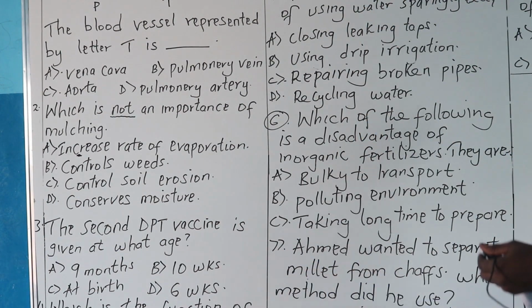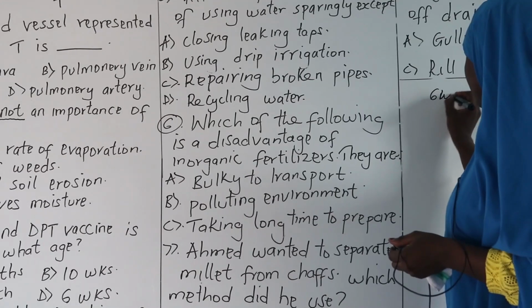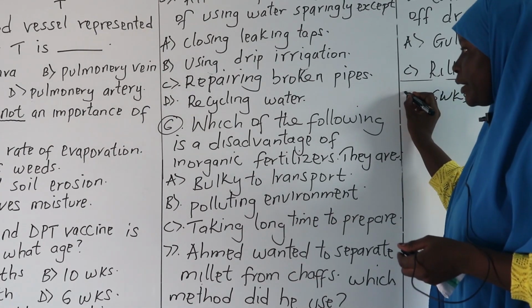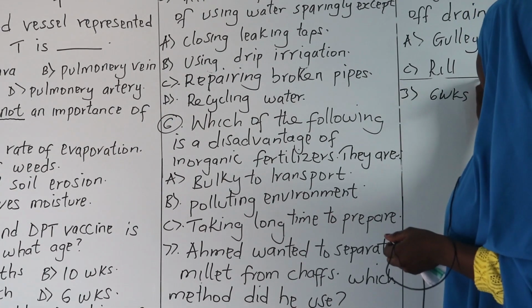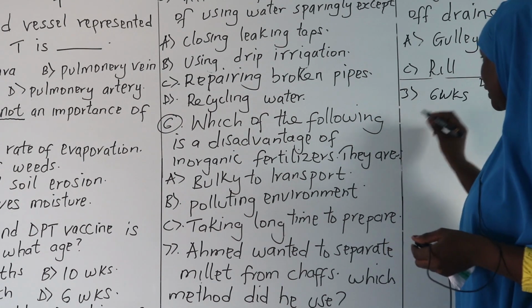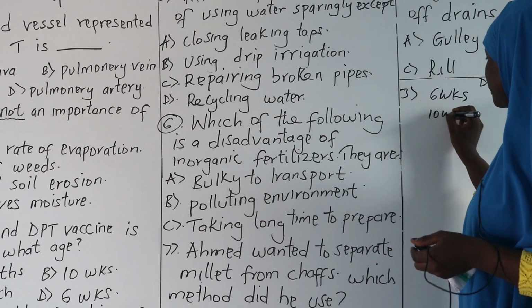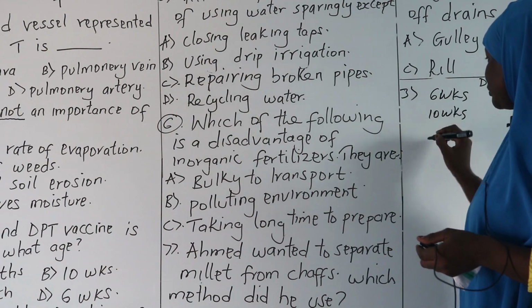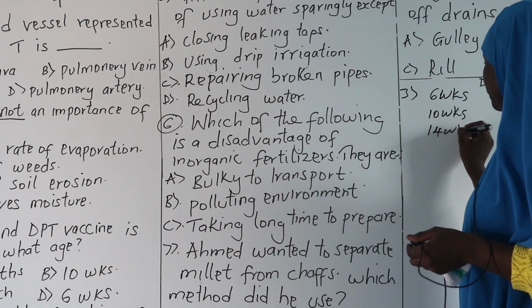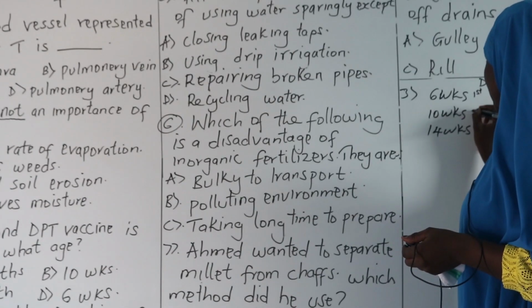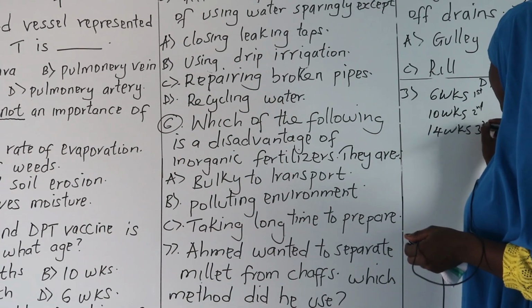The first one is given at 6 weeks. This is number 3, DPT. The second one, 6 plus 4, is 10 weeks. Then the third one is given at 10 plus 4, which is 14 weeks. So this is the first DPT, second DPT, and the third DPT.